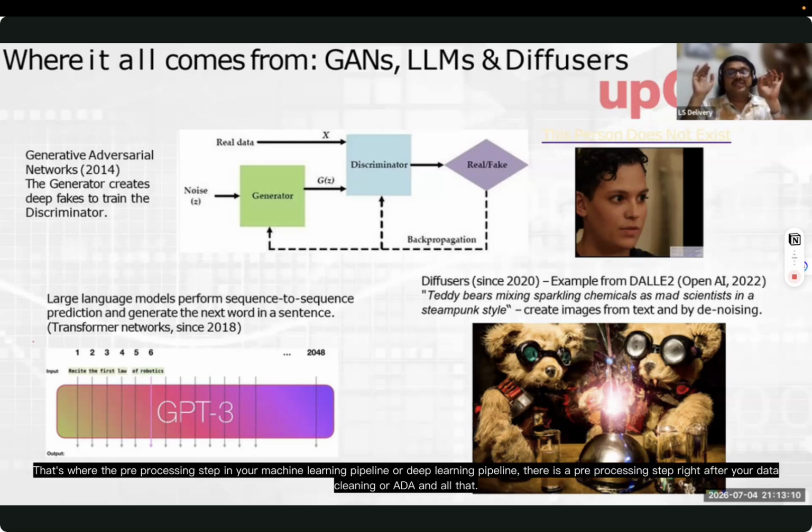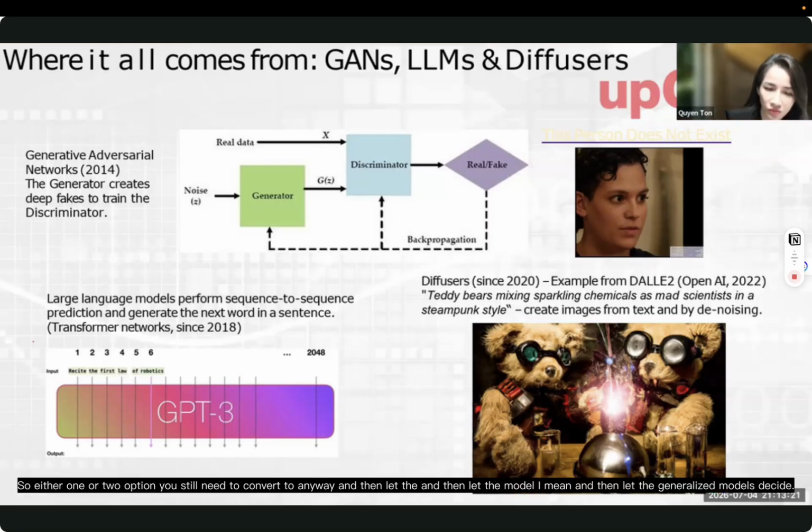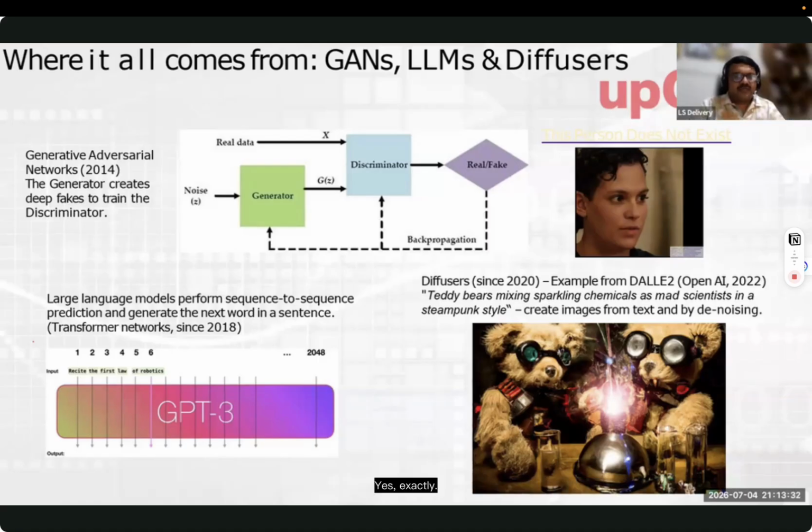That's the pre-processing step in your machine learning or deep learning pipeline, after your data cleaning or EDA and all that. That's what I was emphasizing. So either option one or two, you still need to convert to vectors anyway, and then let the generalized models decide. Yes, exactly.